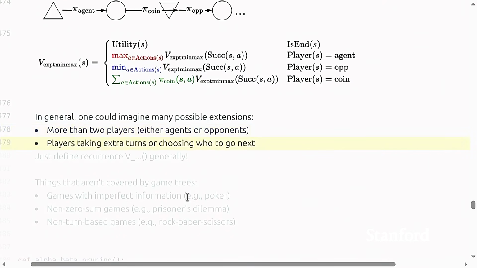You can even do things like players taking extra turns, or choosing who goes next, or losing a turn. And this is just because all we're doing is taking a state and transitioning to some successor state. The player whose turn it is is baked into the state, and you can transition to any state you want. So you can brainstorm a game with some crazy rules, define your recurrence like we've done before, and you're off to the races.